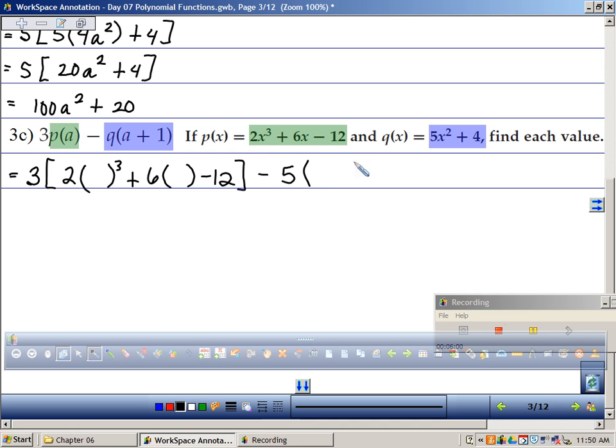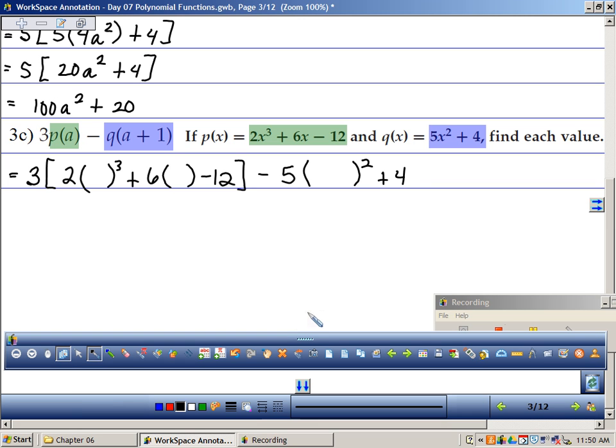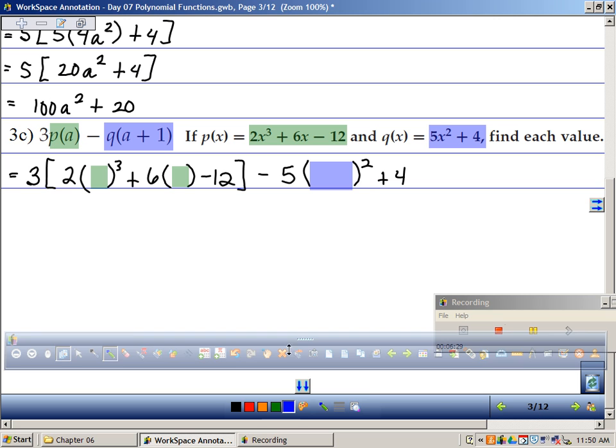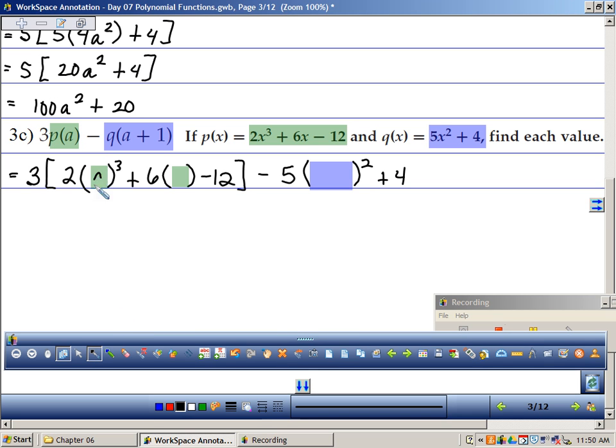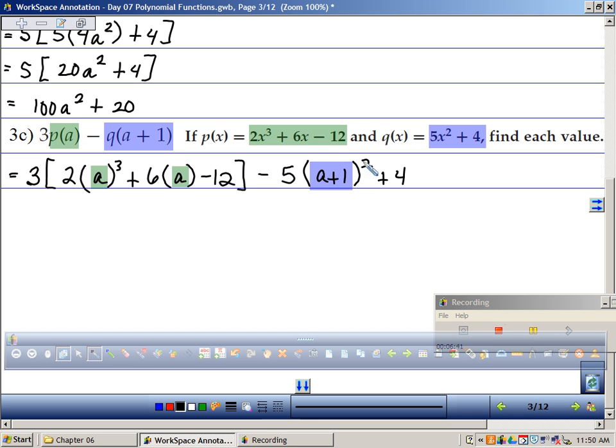5 times the quantity of x. I'm going to make it a little bit bigger, though, because it's got something bigger to put in there, squared, plus 4. Everybody with me so far? Okay, so what goes in here? A, or the green part, right? And what goes in here? The blue part. All right, so an A goes in here, and an A goes in here. See how I'm substituting A instead of X? And in this one, instead of X, it's going to be A plus 1. But this one's going to be a little bit more hairy, right? All right.